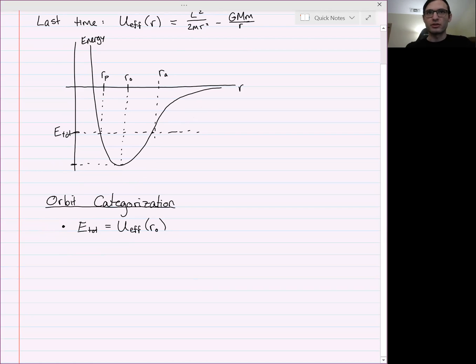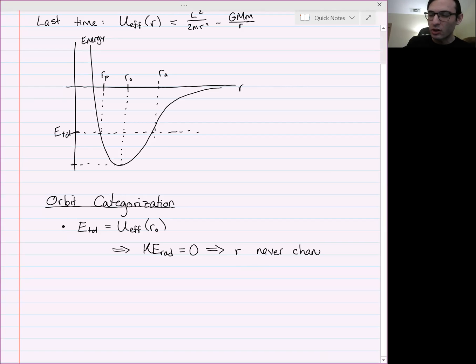clearly that's a special case, and it would be helpful to understand what happens in that case. What does that imply? It implies that the radial portion of the kinetic energy is always 0, because the potential energy is equal to the total energy, so there just can't be any of that kinetic energy. This is the kinetic energy associated with the radial component of the velocity. And so what that means is that r never changes.